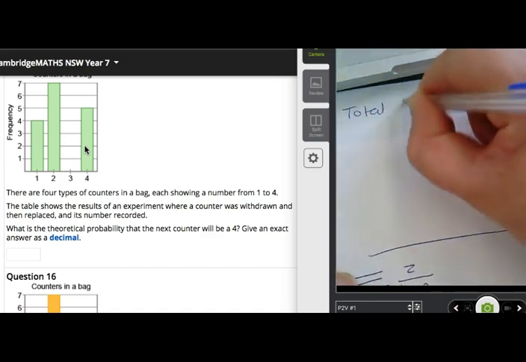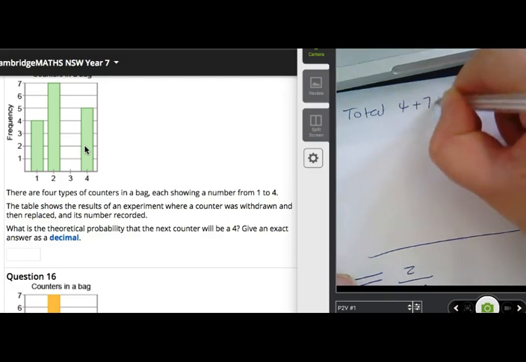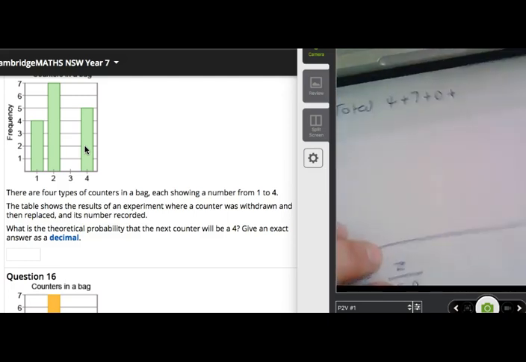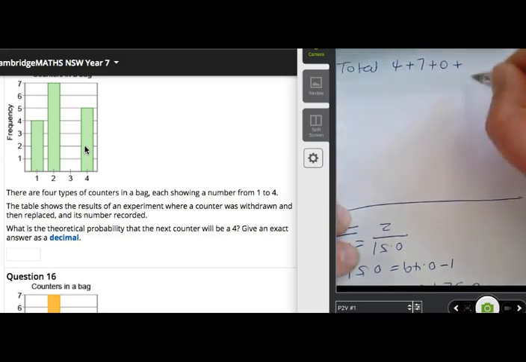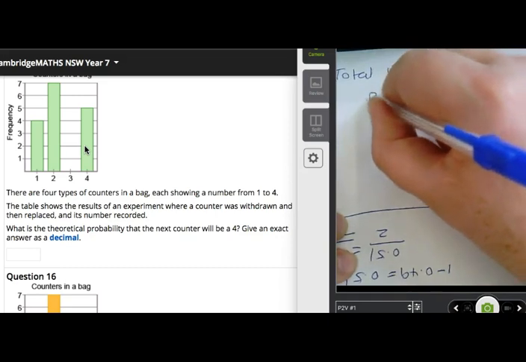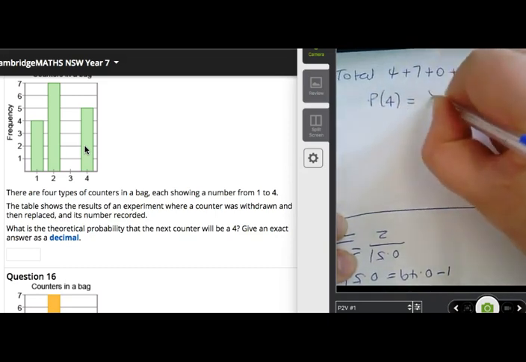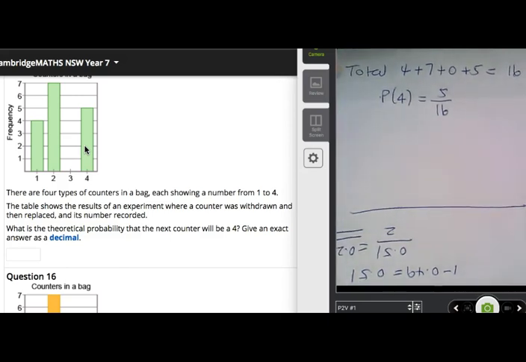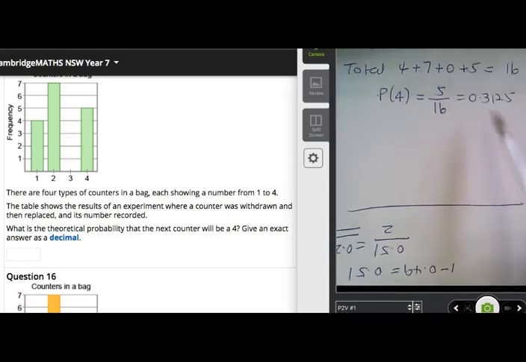You add the columns. 4 plus 7 plus... Column 3 has a total of 0, and column 4 has a total of 5. That is 16. So the probability of a 4 is 5 out of 16. They want it as an exact answer as a decimal. On your calculator, you get 0.3125.